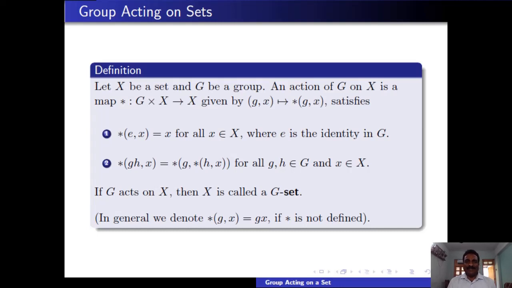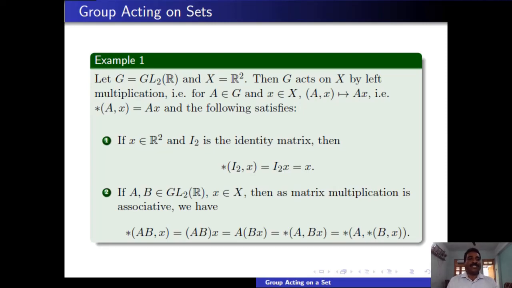Note that in the group action, we are not requiring X to be related to G in any way. But it is true that every group G acts on every set X by the trivial action. That means the trivial action star of (g, x) is equal to x. This will be true for any x and any G. But group actions are more interesting if the set is somehow related to the group G. Let us see some examples of the group action.